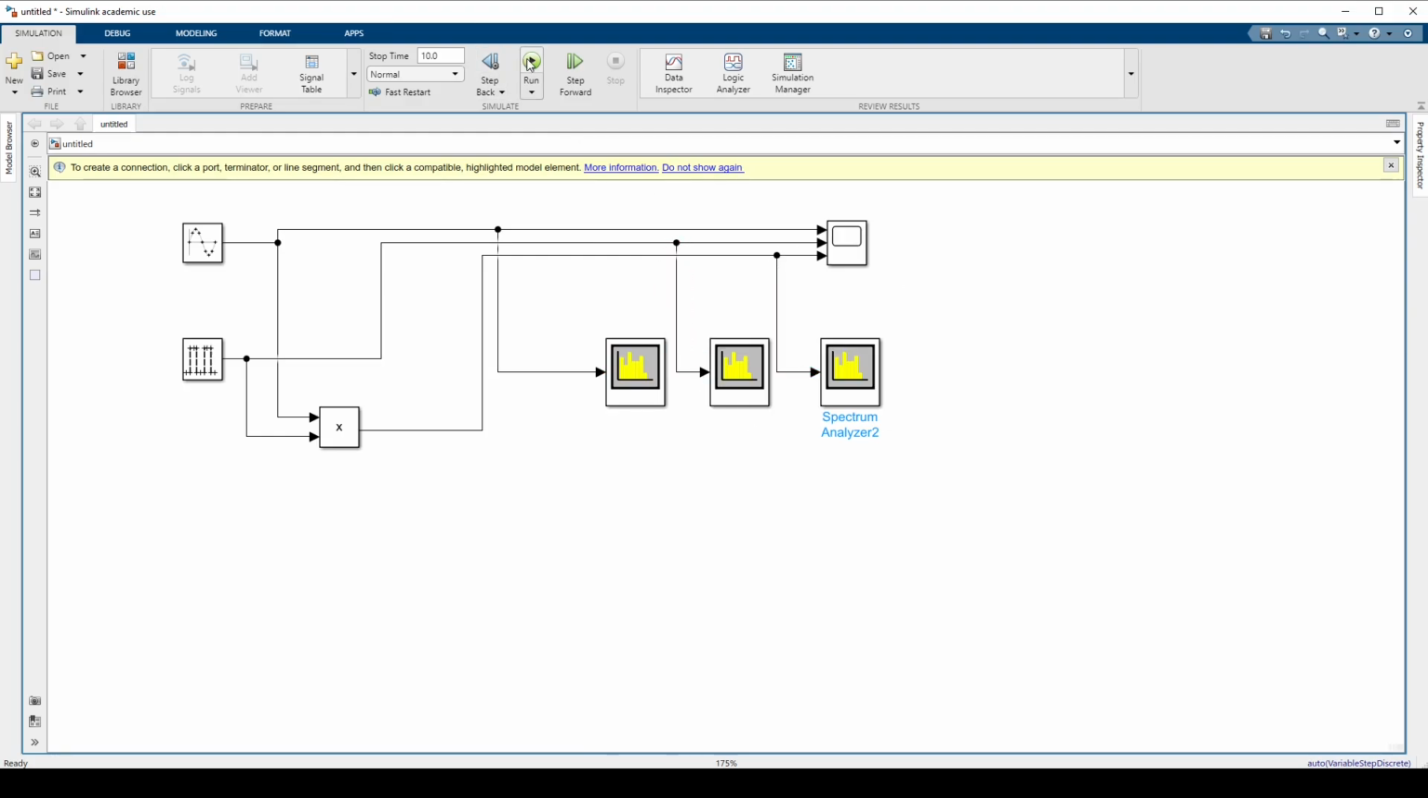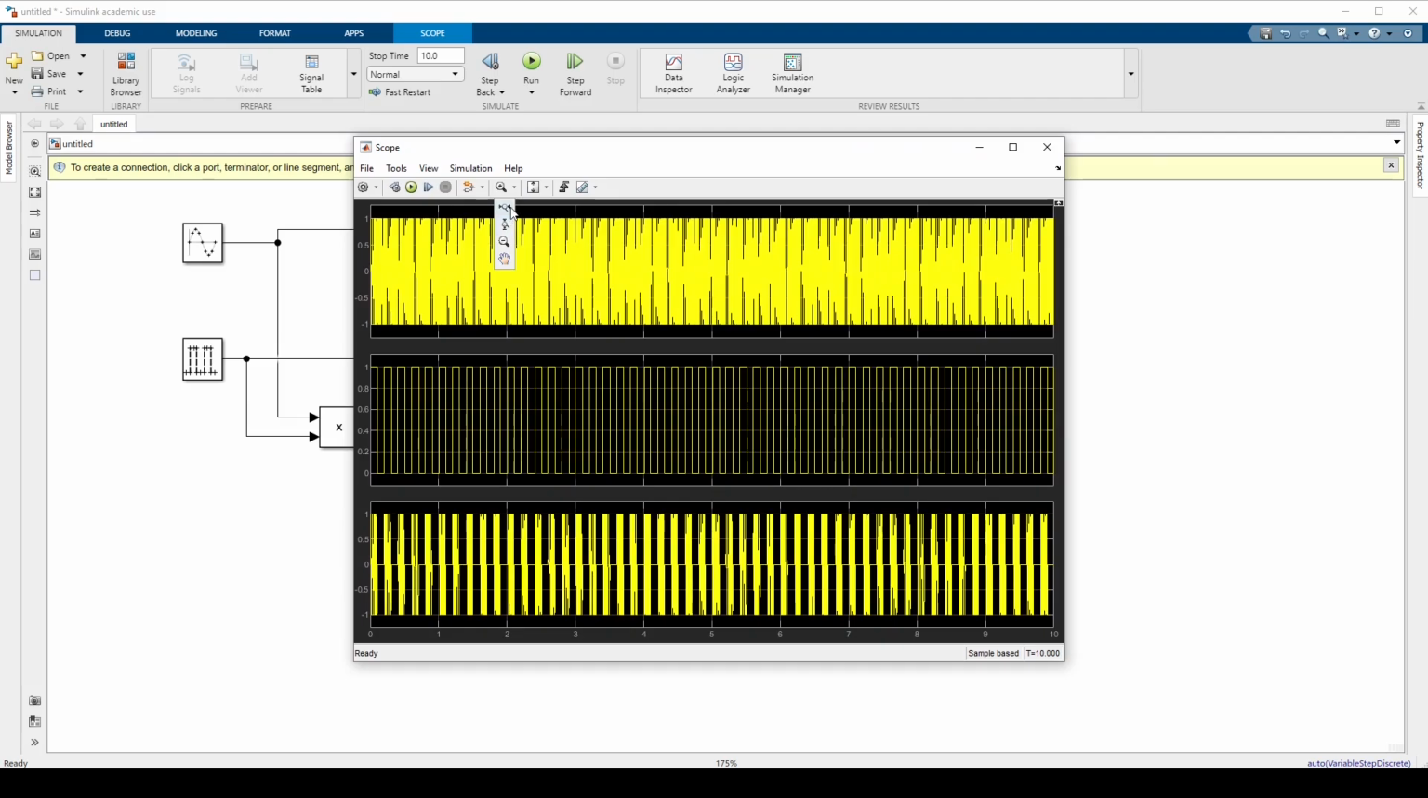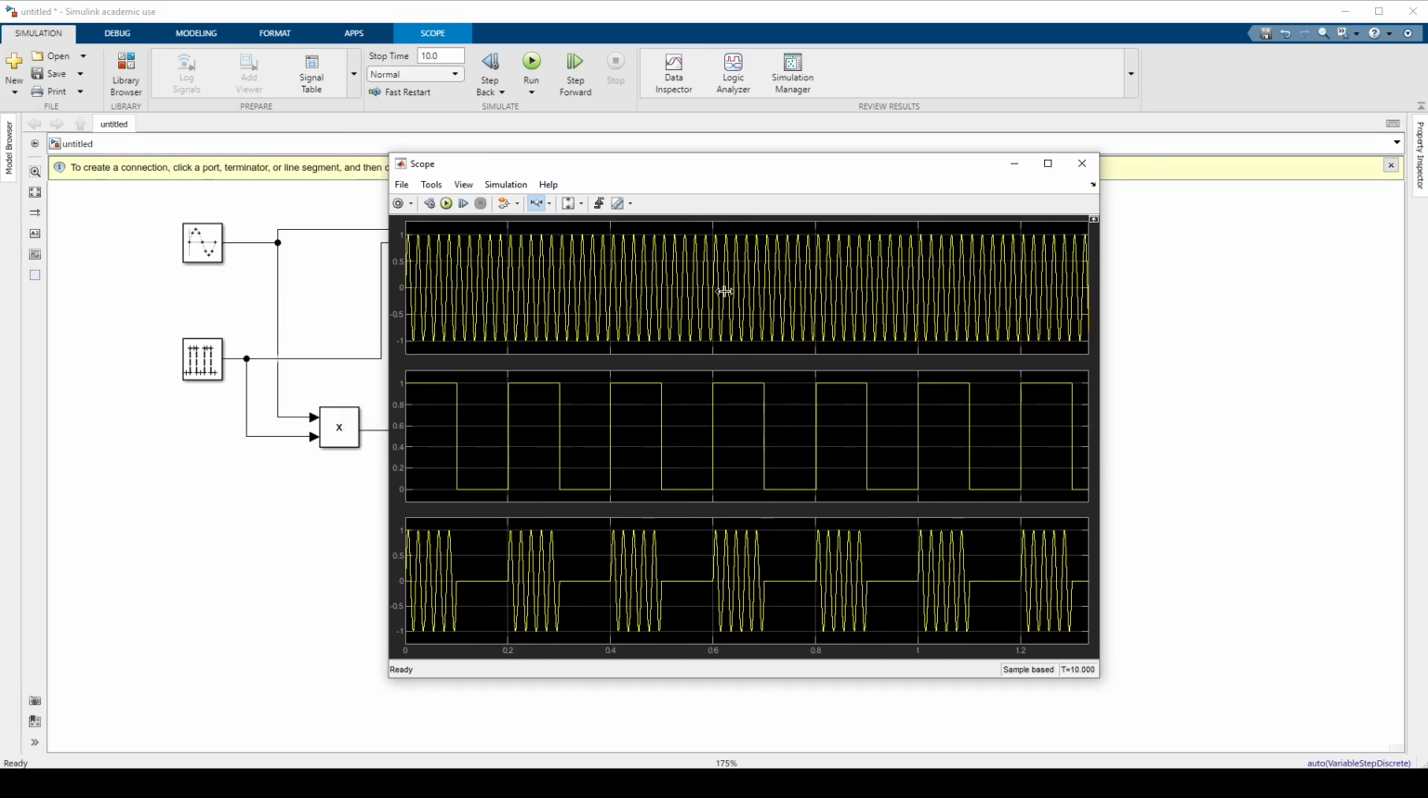Alright, let's run it again. Alright, first let's check the scope. So we have the carrier sine wave here, the binary message signal here, and the OOK modulated signal here. So whenever the square wave is a 1, you'll see the carrier wave present, and when it is 0, you'll just see a flat line at 0.